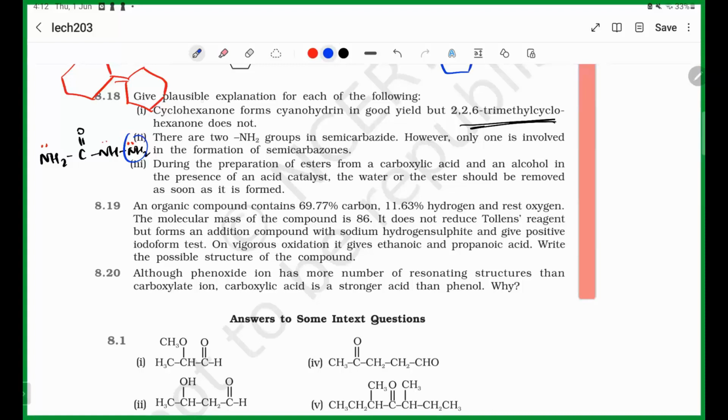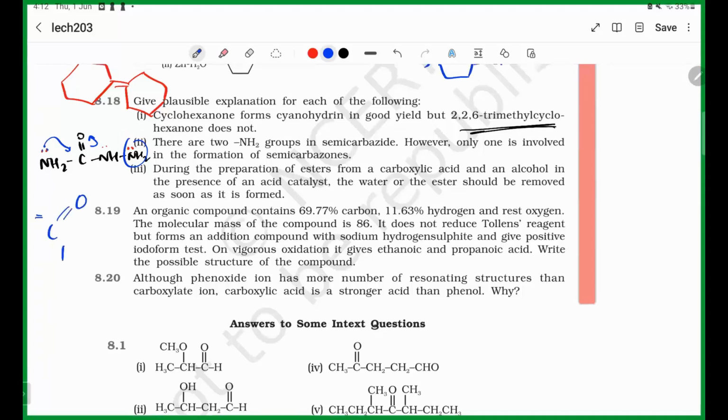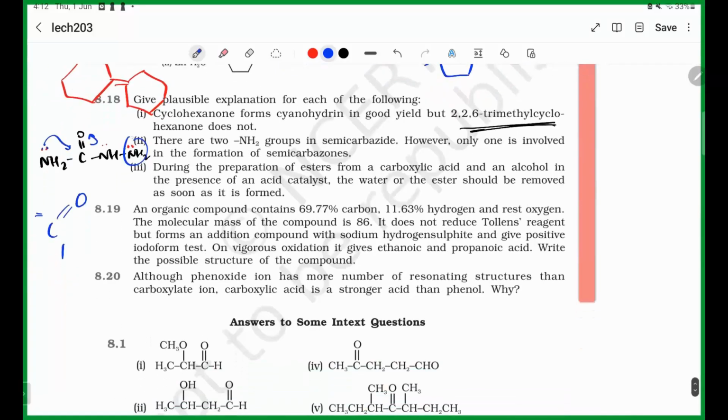The reason is because this lone pair of this NH2 is in resonance stabilization with this double bond. As a result, this lone pair is less readily available to donate to this carbon oxygen double bond. Therefore, it is this lone pair, which is not resonance stabilized with anything, that is more readily available and that attacks this carbon oxygen double bond. That is the reason.